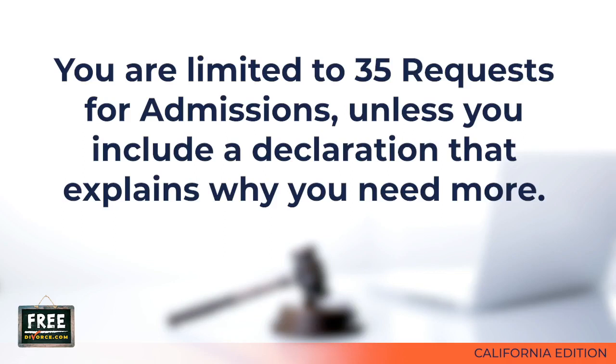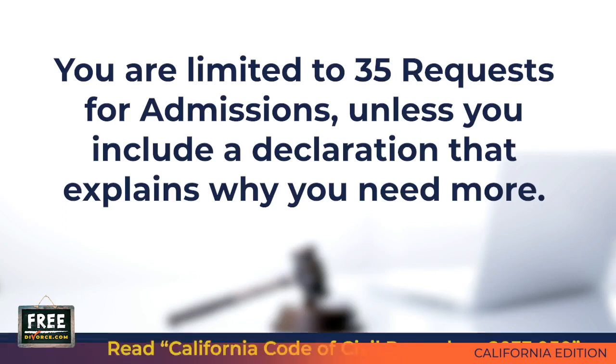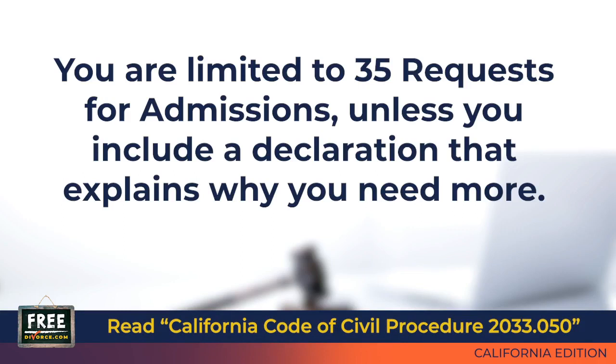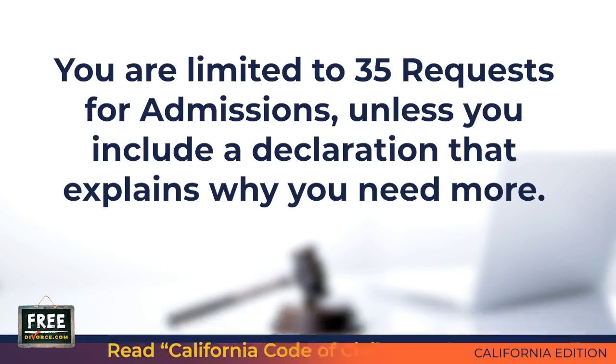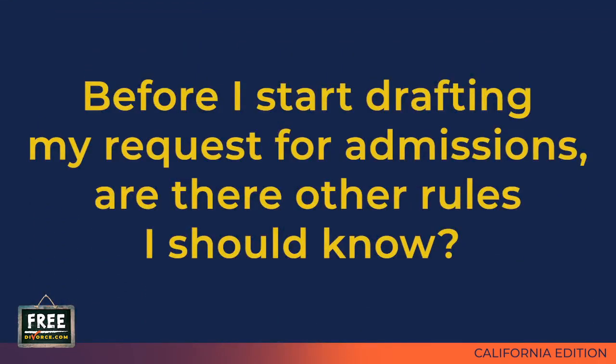If you need to have your spouse admit more than 35 items, then you can do so, but you will need to include a declaration that briefly explains why it is necessary for you to propound more than 35 requests for admissions. If you Google California Code of Civil Procedure 2033.050, you can read this statute, and the statute includes a template for the declaration you will need to include if you want to ask your spouse to admit more than 35 items. Before I start drafting my request for admissions, are there other rules I should know?